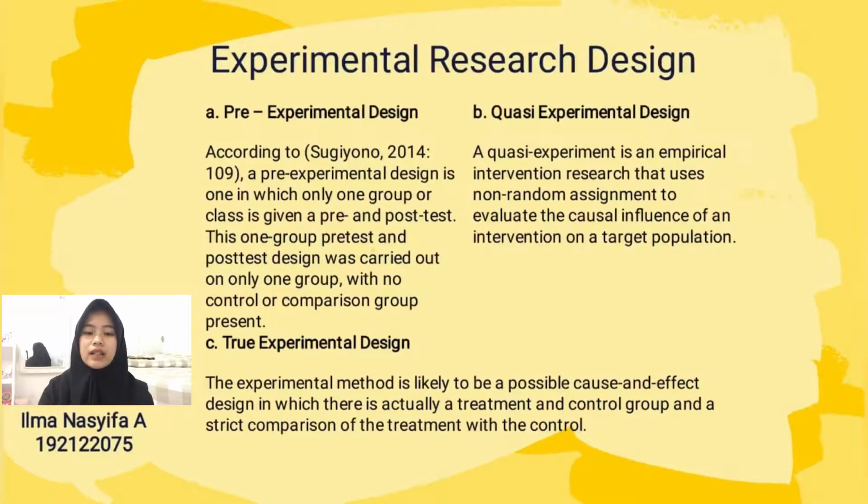And then the last is the Solomon four-group design. This is the combination of the post-test only and the pretest post-test control groups. In this case, the randomly selected subjects are placed into four groups. The first two of these groups are tested using the post-test only method, while the other two are tested using the pretest post-test method.